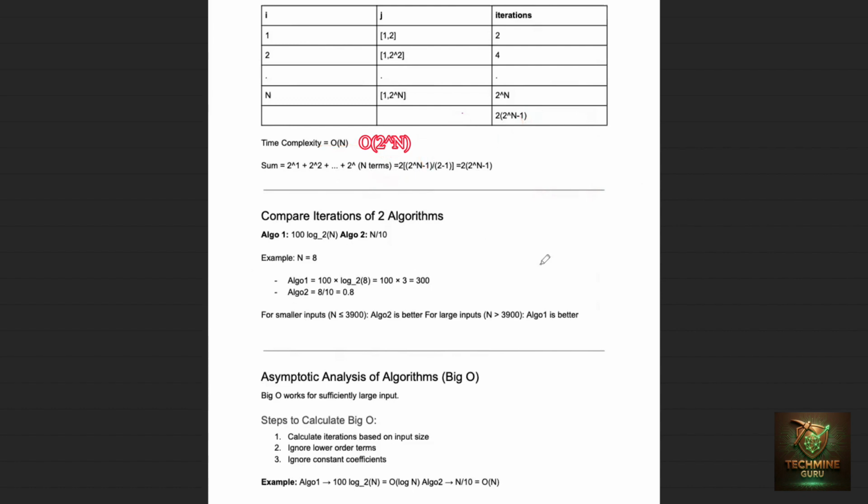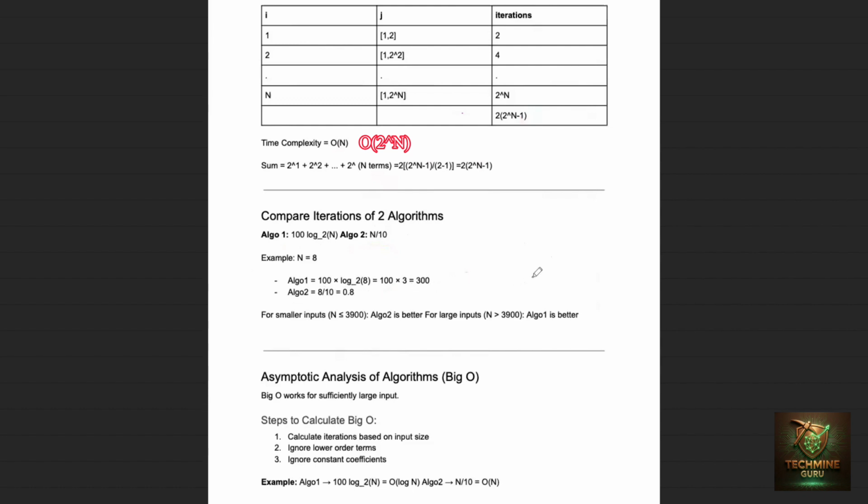Now let's compare the iterations of two algorithms. Let's take one algo as 100 into log of n and another algo as n by 10. Let's take an example to understand this. Let's take n is equal to 8. Algo 1 will give 100 into log of 8 on the base 2, which is 3, so 100 into 3 is 300. And algo 2 is 8 by 10, which is 0.8.